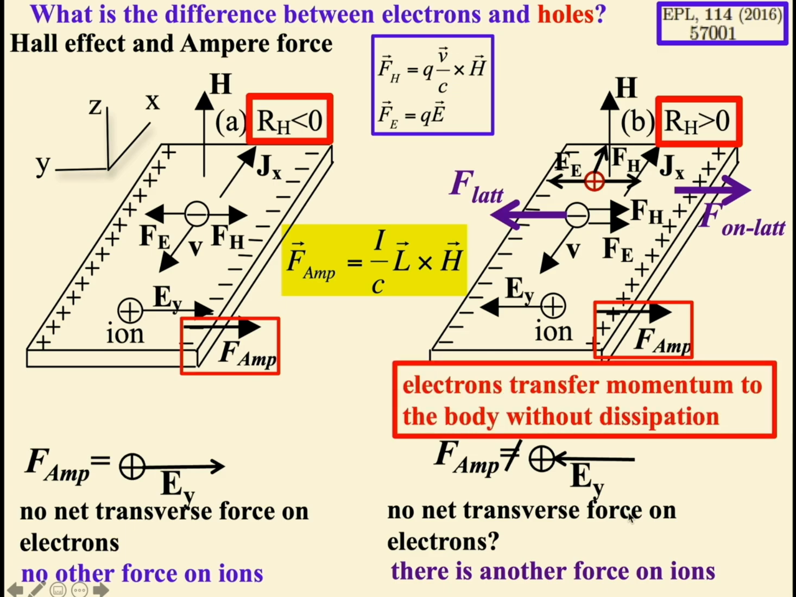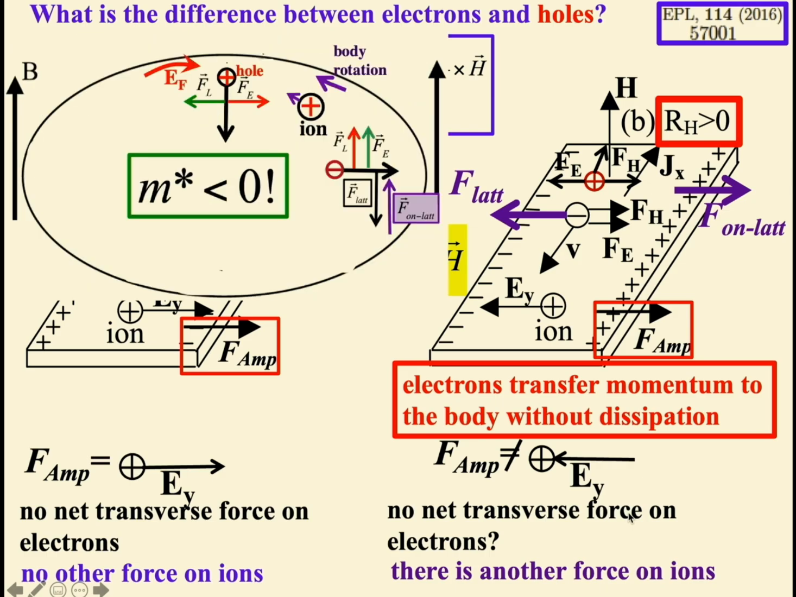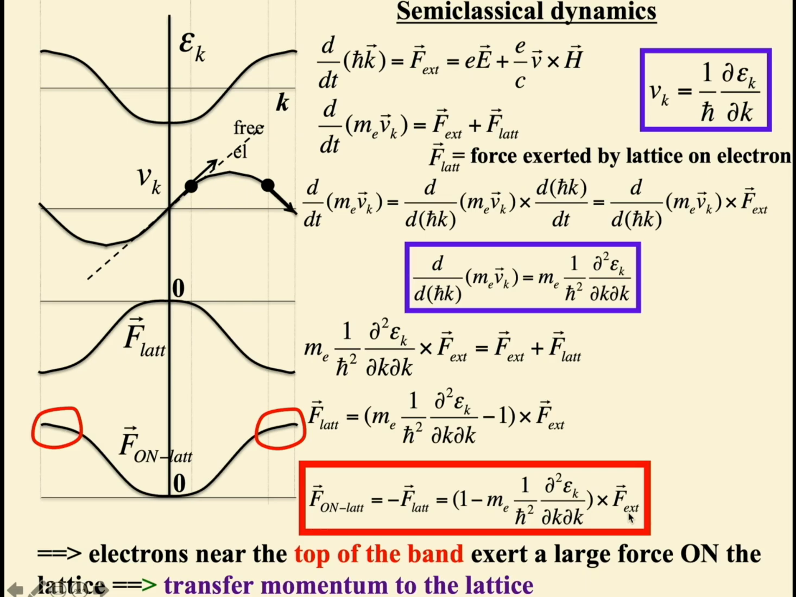So the electrons transfer momentum to the body without dissipation when the Hall coefficient is positive, and that means when the effective mass is negative. And that happens for carriers, as you know from semi-classical transport theory, near the top of the band. So that is a basic message: in order to be able to transfer momentum from electrons to the lattice in a reversible way, you need negative effective mass.